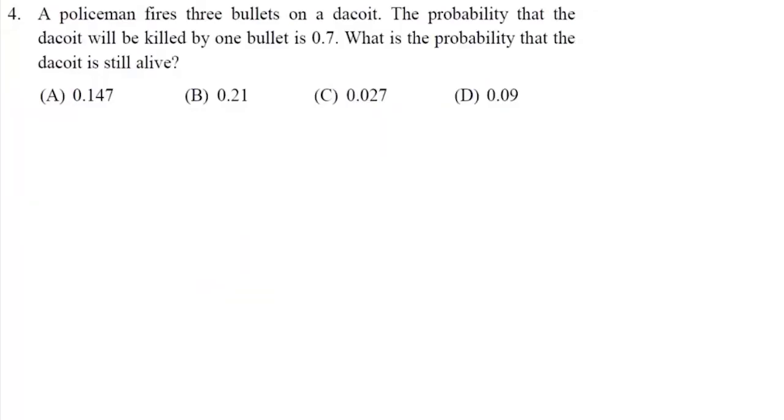Fourth question is, a policeman fires 3 bullets on a dacoit. The probability that the dacoit will be killed by 1 bullet is 0.7. What is the probability that the dacoit is still alive? The dacoit is still alive if none of the bullets hit him. The probability that the dacoit is still alive will be this P naught whole cube. So it will be 0.3 cube and there will be 0.027, and that's your option C.